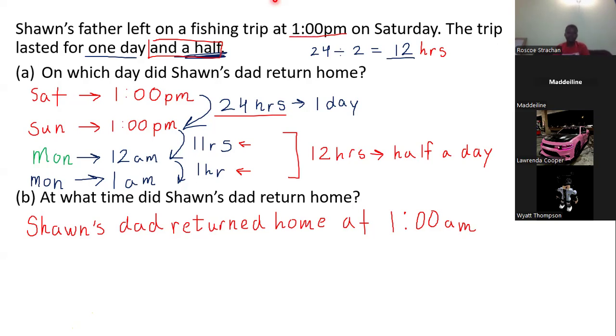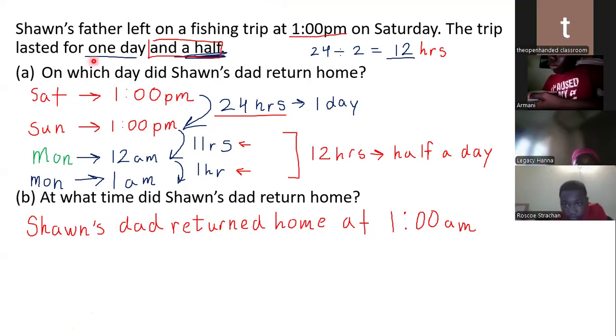You finished writing this down, Roscoe? Yes, sir. Okay. And Armani, have you finished writing this down? No, sir. What part are you on? Sean's dad returned at 1 a.m. You mean right now? Yes, sir. Okay. You need to write quickly, Armani. We don't have all day. Same thing with the rest of you all. We do not have all day here, so you all write quickly.